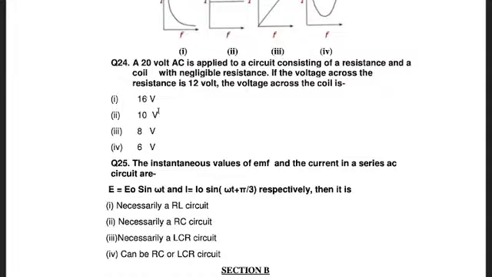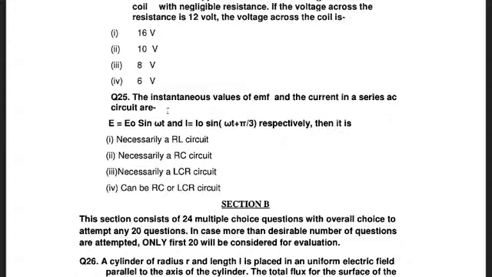Question number 25. The instantaneous values of EMF and the current in a series AC circuit are E equals E0 sin ωt and I equals I0 sin(ωt + π/3) respectively. Then it is option 1, necessarily an RL circuit, option 2, necessarily an RC circuit, option 3, necessarily an LCR circuit, option 4, can be RC or LCR circuit. Correct. The answer is option 4, can be RC or LCR circuit.